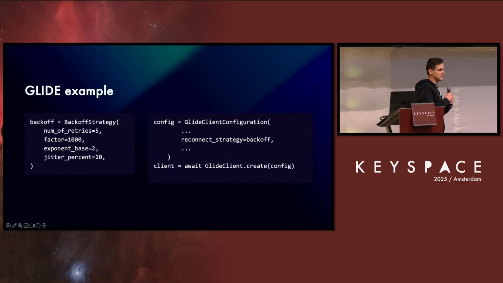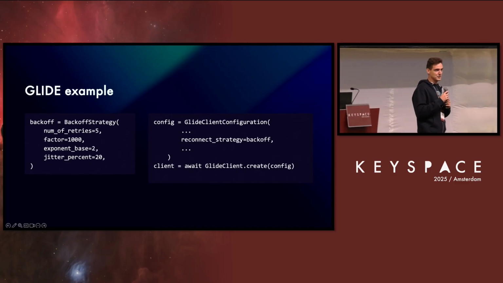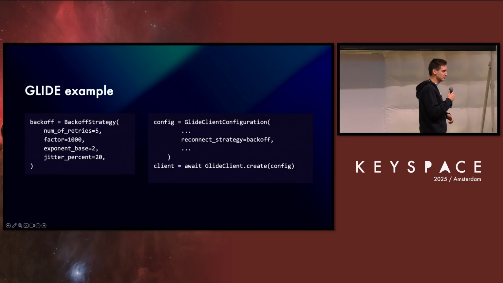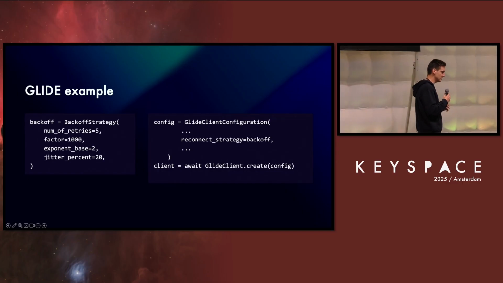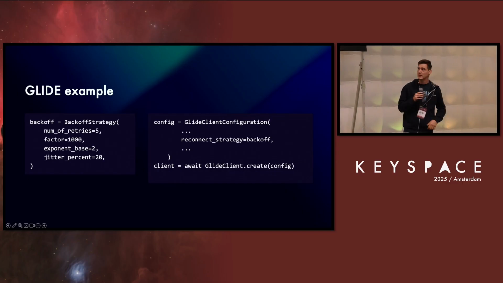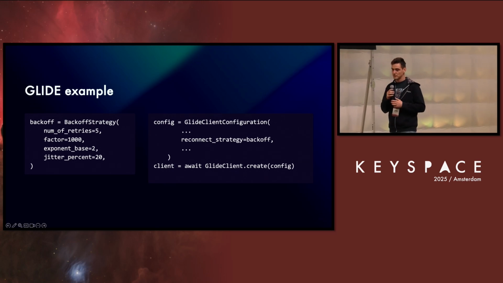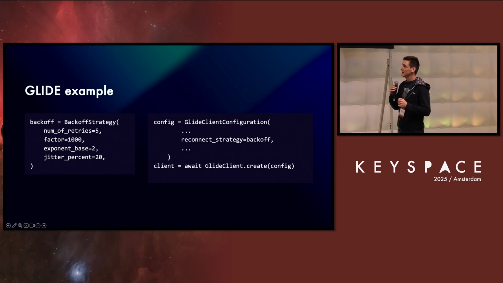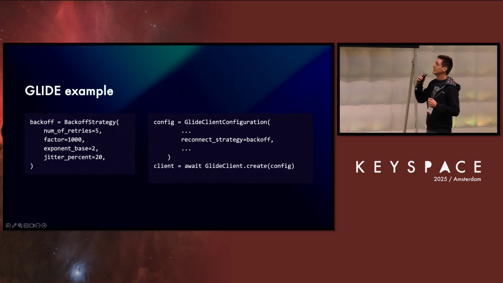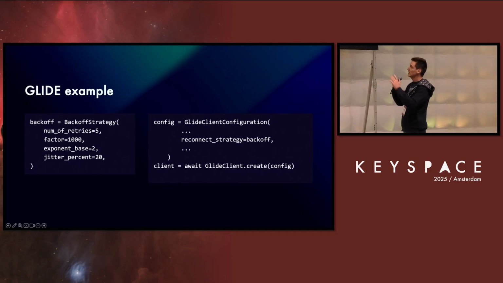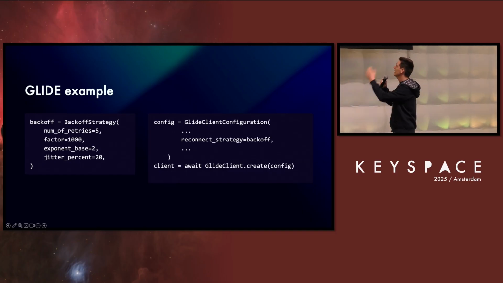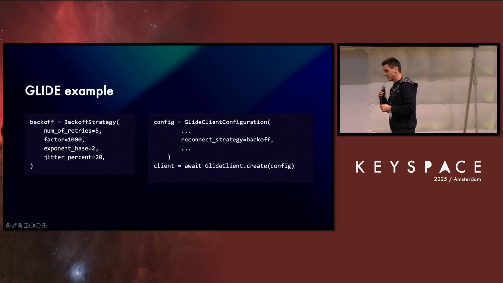Most clients use this strategy by default because it's very good in the field. It showed itself very good in the field. And if you're not happy with the defaults, you of course can tweak it. Here I put an example in Glide, in Python, of how to configure the backoff strategy and use it in a connection.